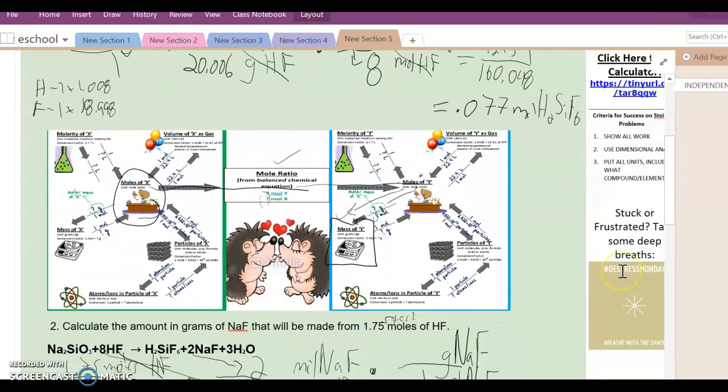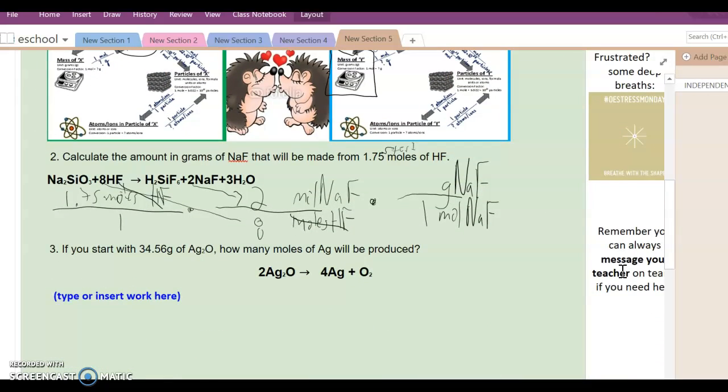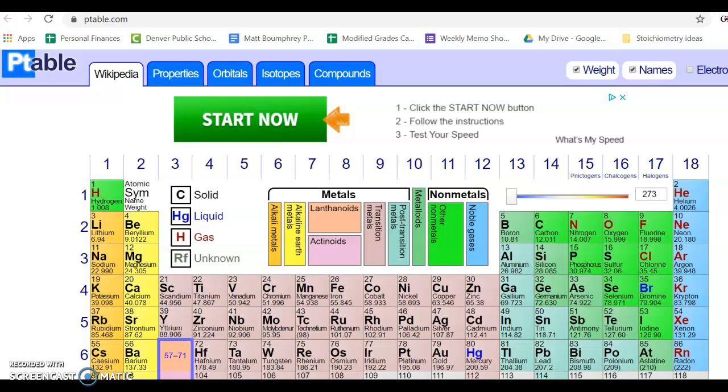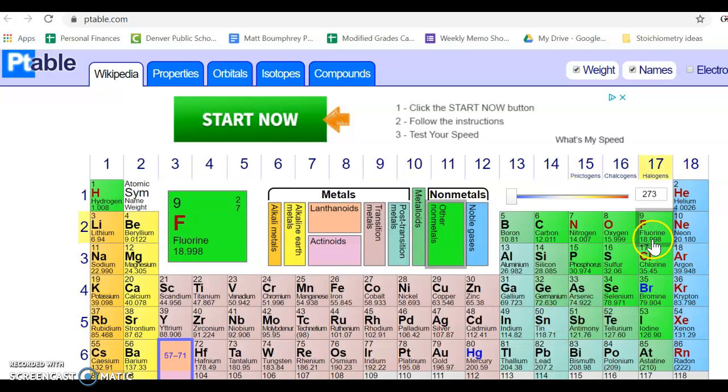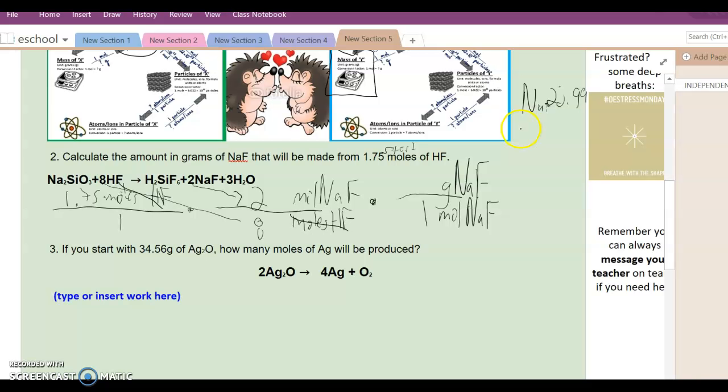Okay, so Na is 22.99. I totally forgot. Na is 22.99. What was the other one? F is 18.998.